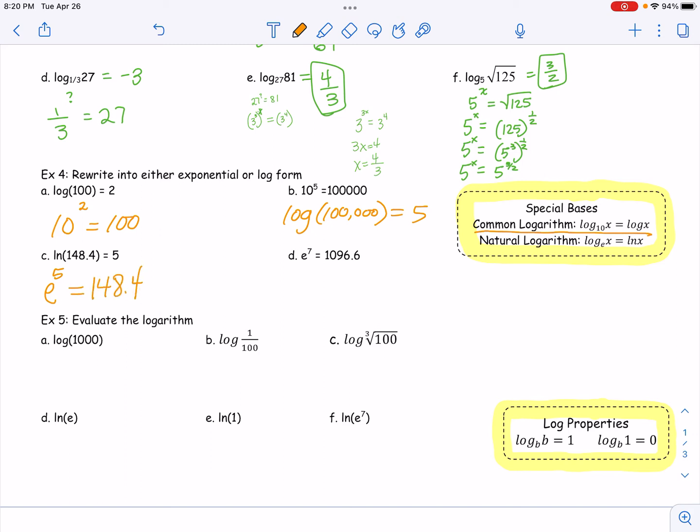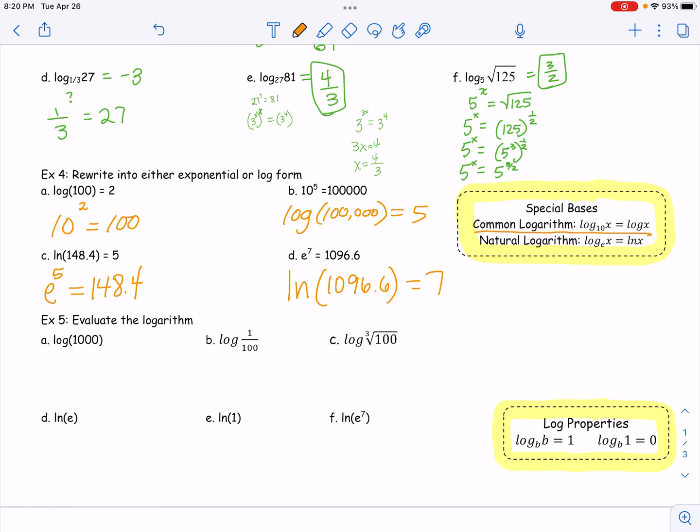And then the same thing working backwards. When I see e raised to a power equals some number, when I want to write that in log form, I'm not going to put log base e. I'm not going to put the natural log base e. I'm just going to put the natural log. Natural log of 1096.6 is equal to 7.